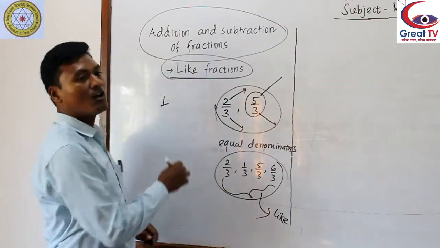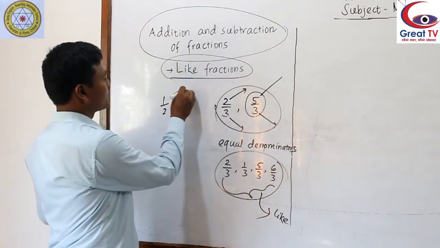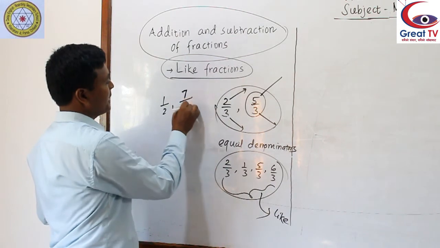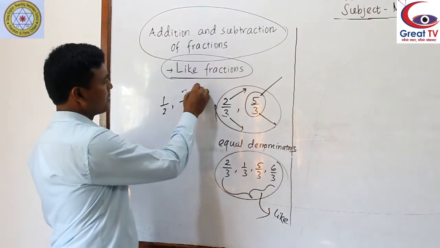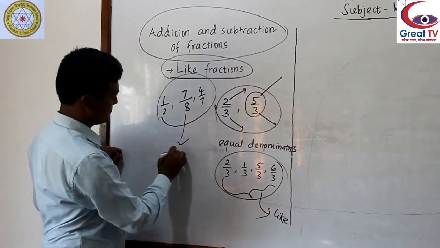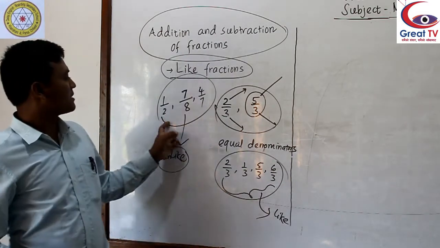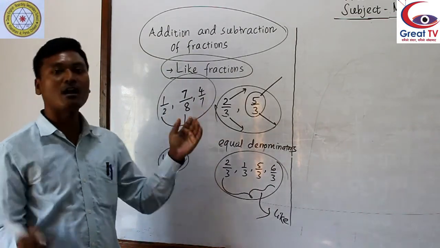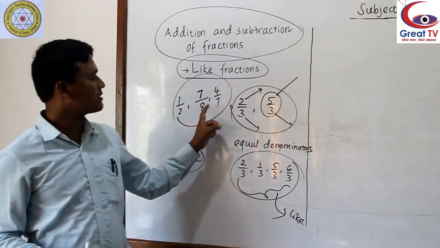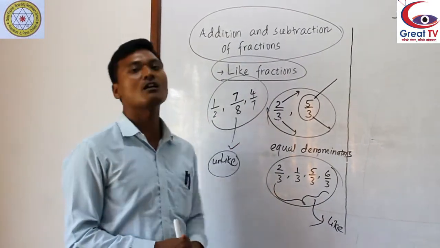Fractions having unequal denominators, 1 by 2, 7 by 8, 4 upon 7, these are unlike, because in these three fractions the denominators are different. 2, 7, the denominators are different. So these three are unlike fractions.